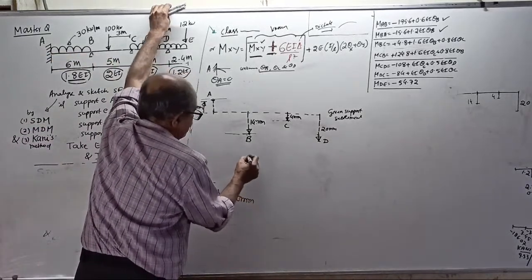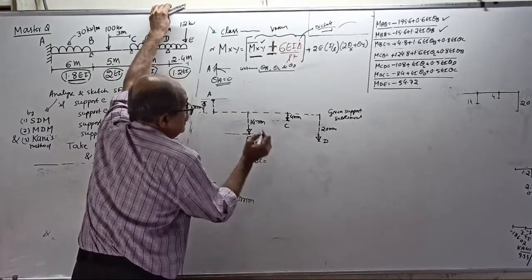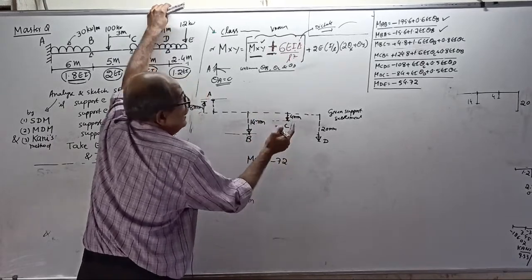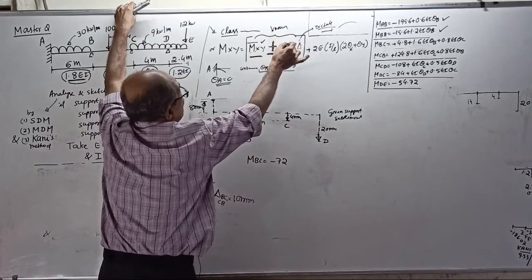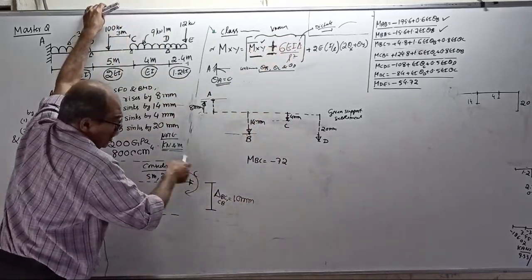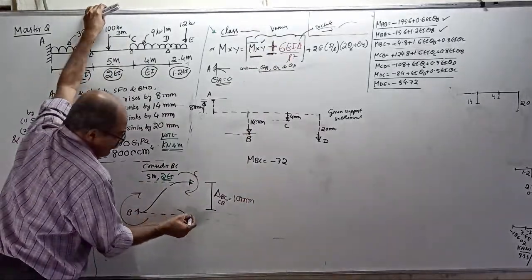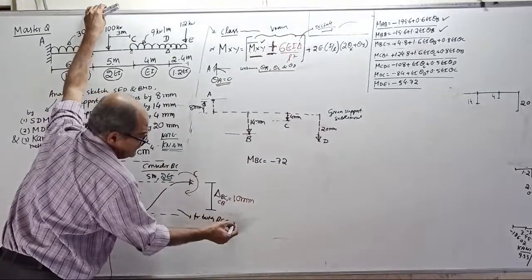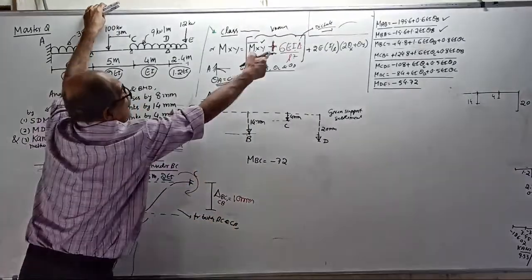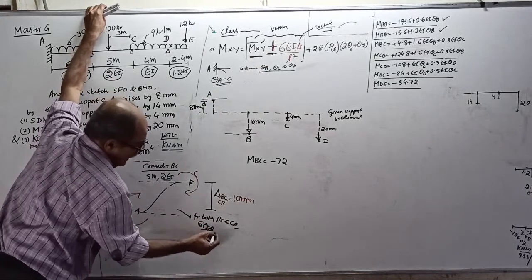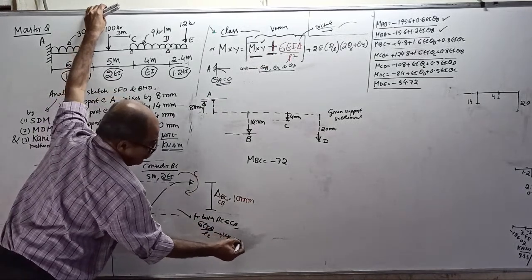Therefore, your M_BC equals M bar BC, which is minus 72. Then, this term is over. Second term, plus or minus. Both FPMs are clockwise. Make a note. Therefore, for both BC and CB, for the term 6EI delta by L square, use positive sign.